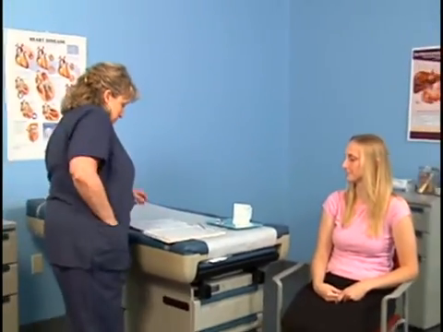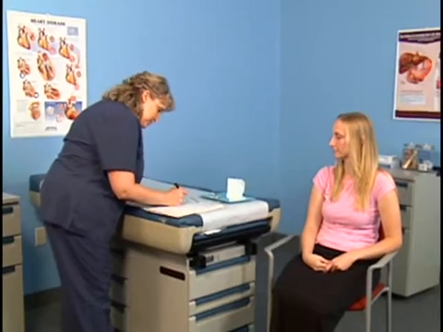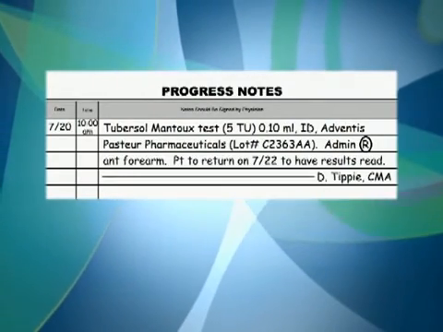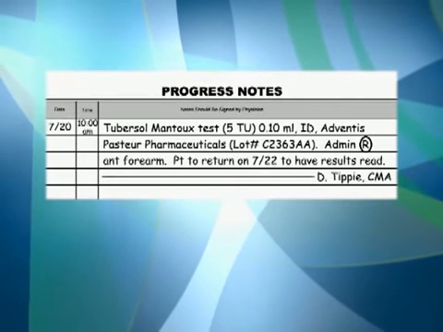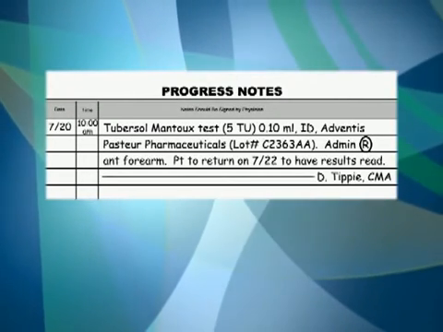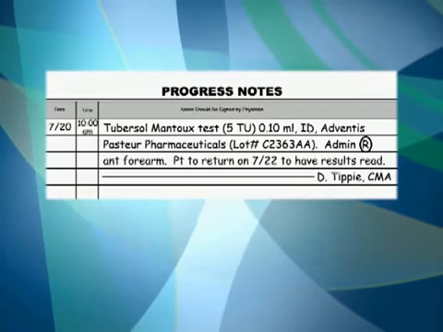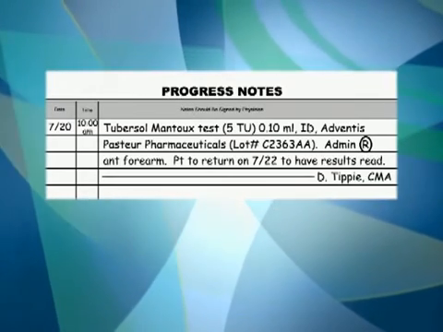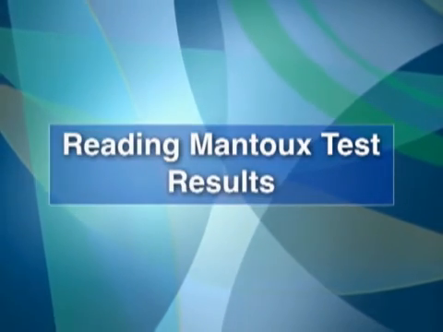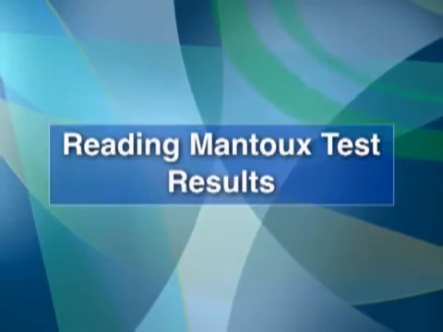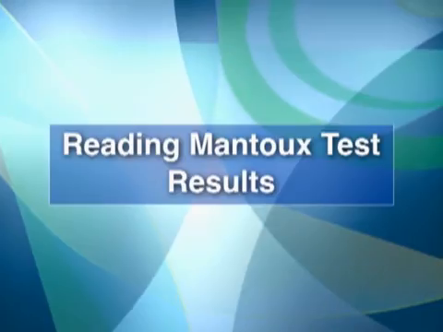Chart the procedure, include the date and time, the name of the medication, the dosage given, the manufacturer and lot number, the route of administration, the injection site used, any significant observations or patient reactions, and instructions relayed to the patient. The medical assistant will now show you how to read and interpret the MAN2 tuberculin test results.